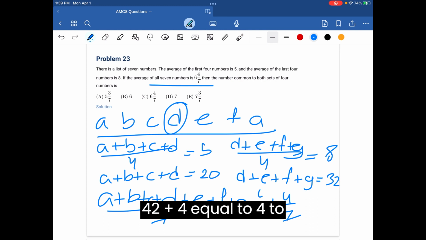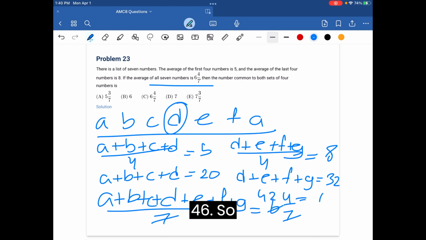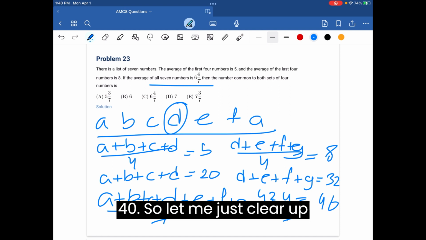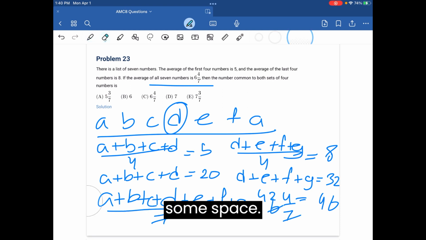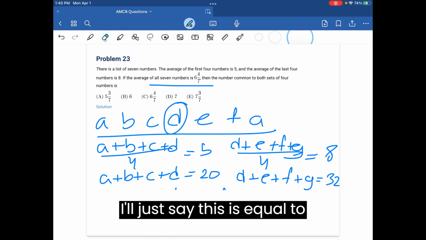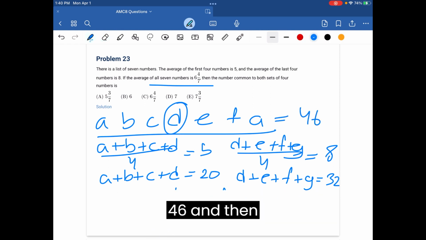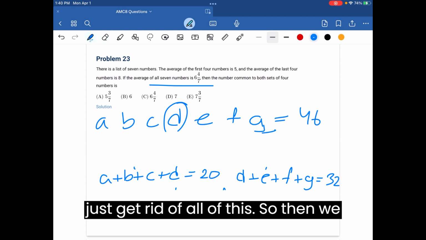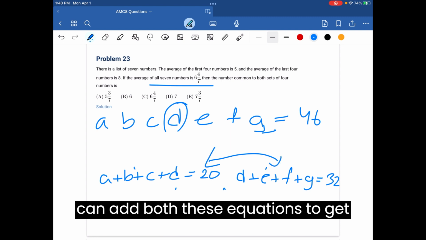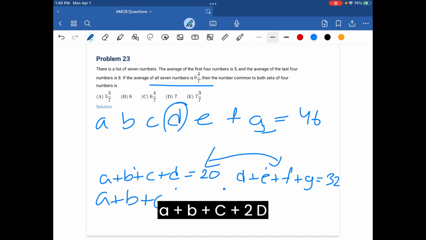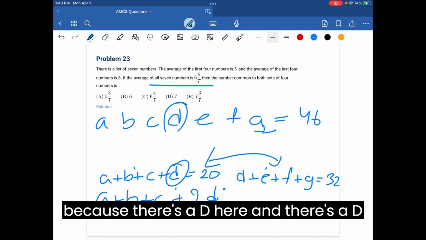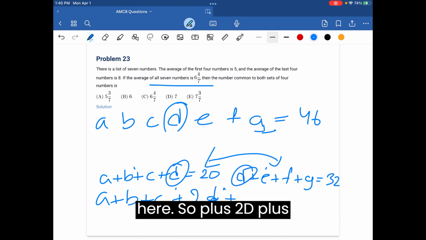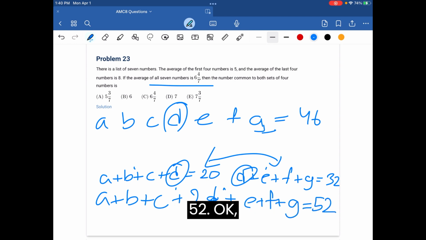Multiplied by 7, we get 42 plus 4 equal to 46. So 46. So let me just clear up some space. I'll just say this is equal to 46, and then just get rid of all of this. So then we can add both these equations to get A plus B plus C plus 2D, because there's a D here and there's a D here, plus E plus F plus G is equal to 52.